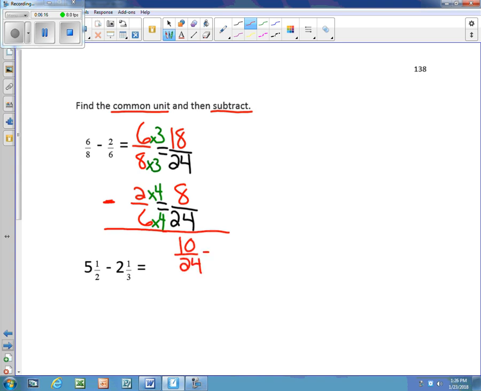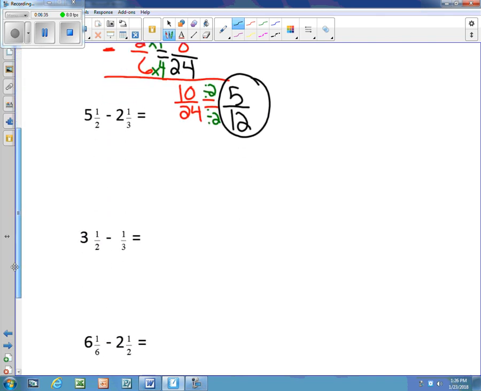These are two even numbers, so I'm going to look at them and say, if they're two even numbers, I can divide them both by 2. And when I divide them both by 2, I end up with 5/12. And that would be my final answer. So now we're going to try the next one.